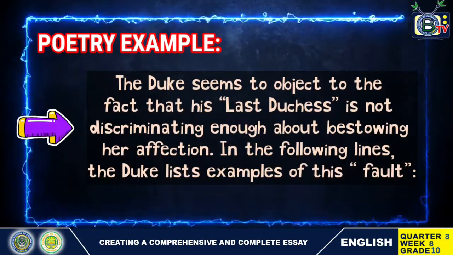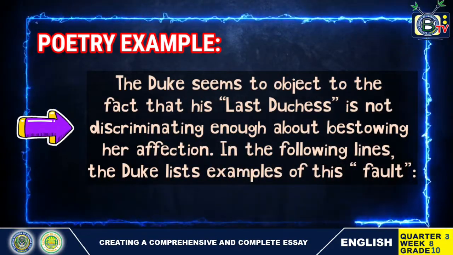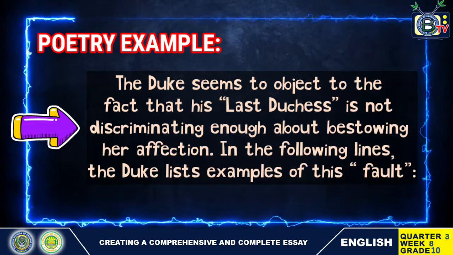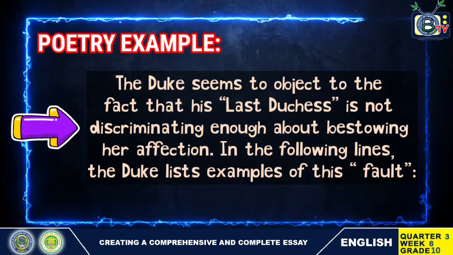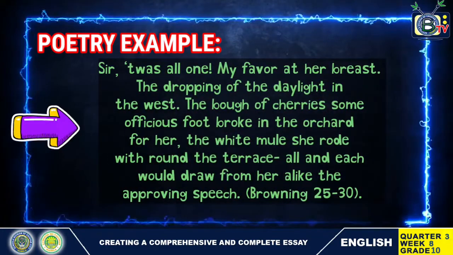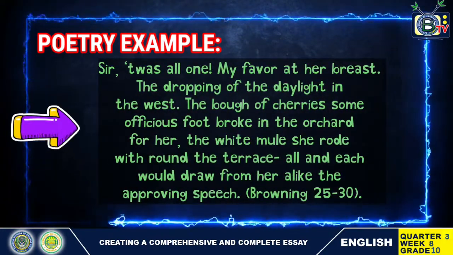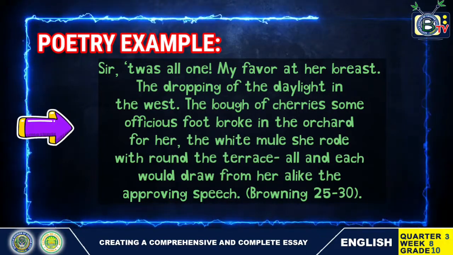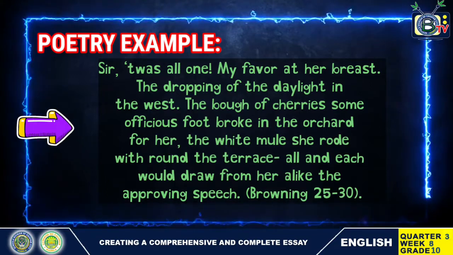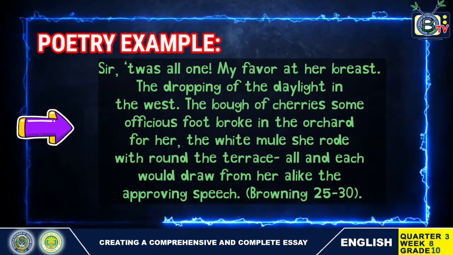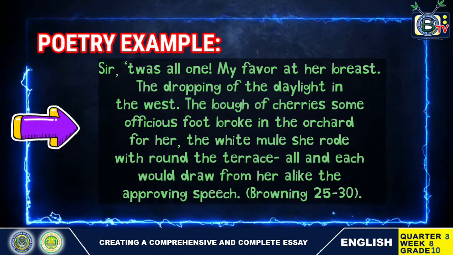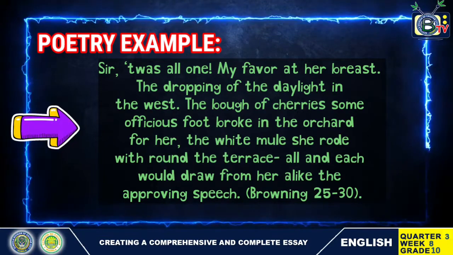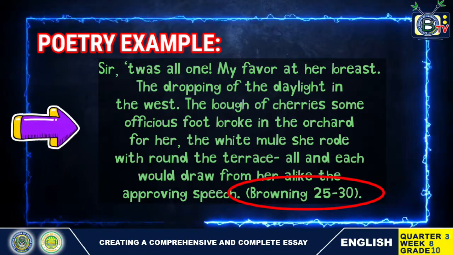Poetry example. The Duke seems to object to the fact that his last Duchess is not discriminating enough about bestowing her affection. In the following lines, the Duke lists examples of this fault. Sir, 'twas all one, my favor at her breast, the dropping of the daylight in the West, the bough of cherries some officious fool broke in the orchard for her, the white mule she rode with round the terrace, all and each would draw from her alike the approving speech (25-30). Be sure to provide the line numbers.